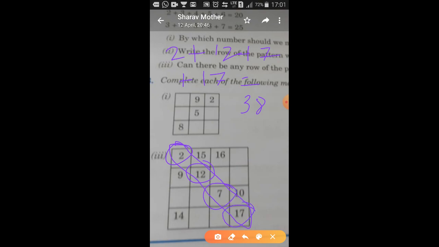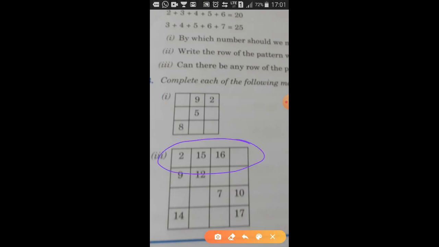So everywhere you need the sum as 38. Each and every line should add up and give you 38. Okay, so let's look at this set of boxes first. It has 2 plus 15 plus 16, and then the last box is empty. So first let us find out what is 2 plus 15 plus 16. It is 33. So you need the sum as 38.